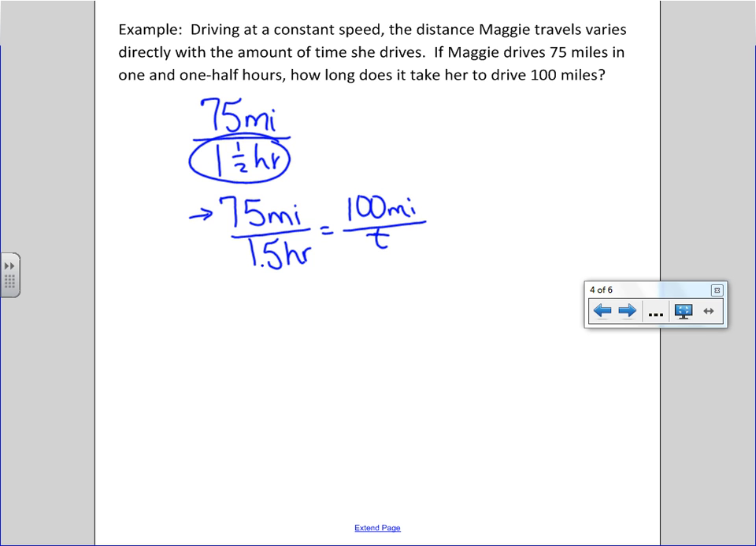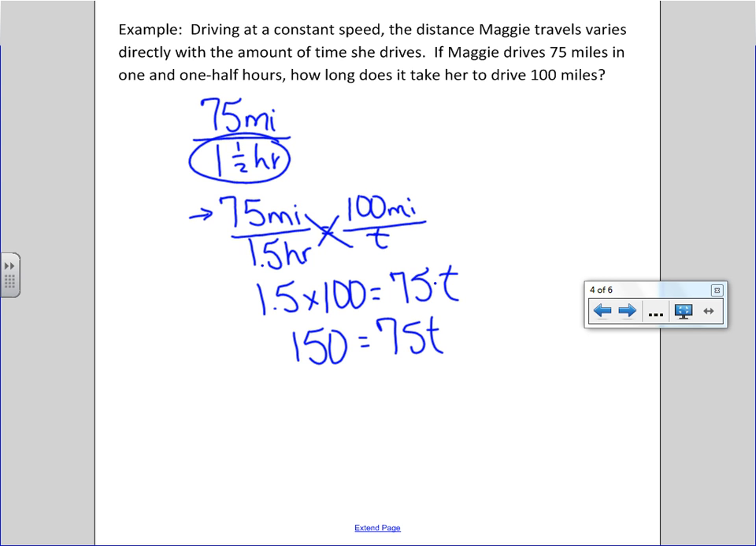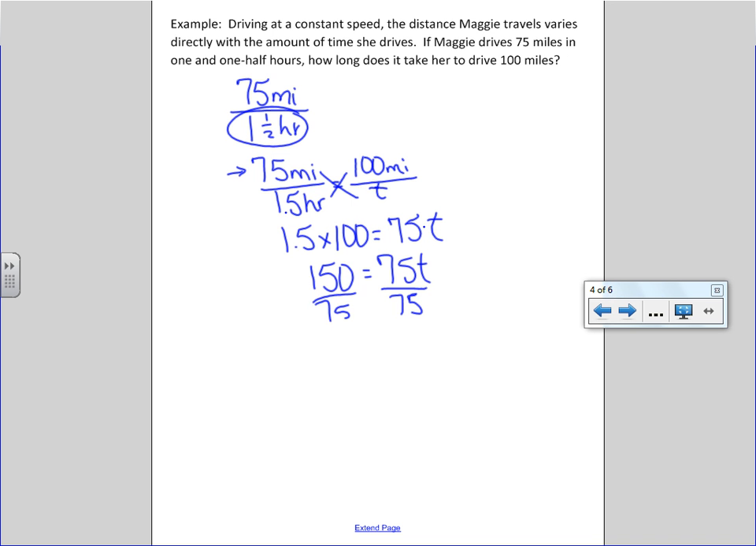Okay. To solve this, once again, it is a proportion, so we're going to take the cross product. So we have 1.5 times 100 equals 75 times t. So 1.5 times 100 is going to give me 150 equals 75t. To get t by itself, I'm going to divide 75 on both sides. So those will cancel. I have t equals 2, and it's hours.